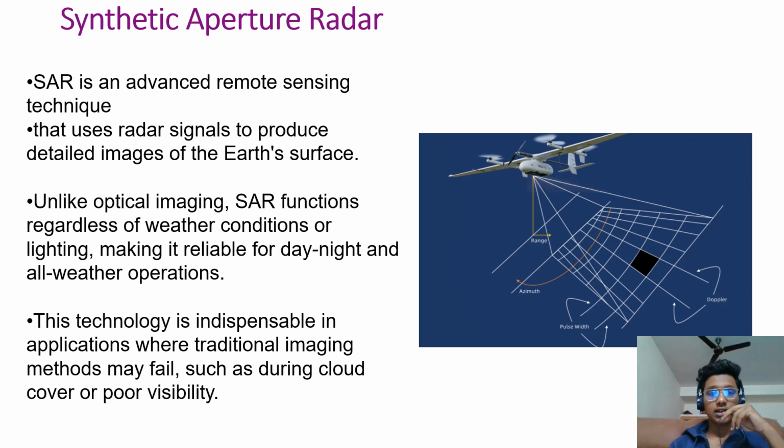Now let's go on to synthetic aperture radar, which is SAR. So what is SAR? SAR is an advanced remote sensing technique that uses radar signals to produce detailed images of the Earth's surface. These images are basically grayscale images, which are very similar to black and white images. So what is SAR used for? The best benefit of SAR is that it captures perfect pictures even in the day and in the night, even though there are any weather conditions.